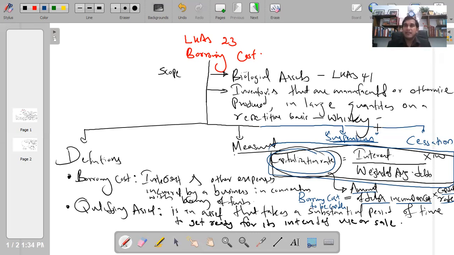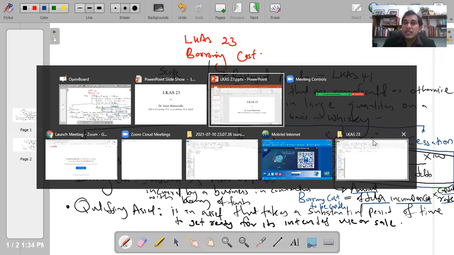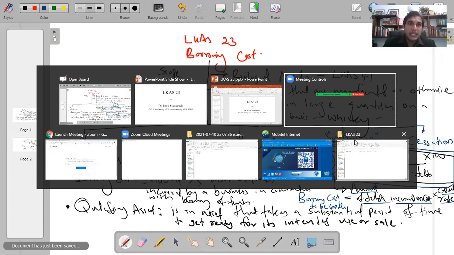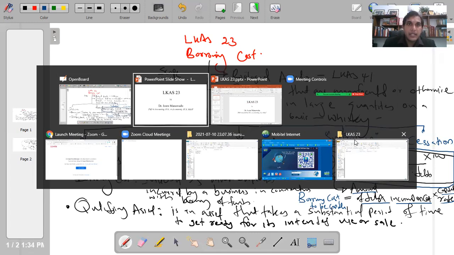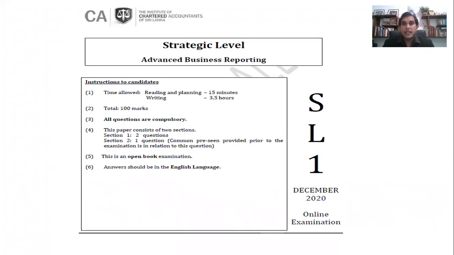With that brief explanation of LKAS 23, I would like to discuss one of the most recent past papers, that is December 2020, question number 1, part B, Strategic Level Advanced Business Reporting. December 2020, that's the online examination. So we'll discuss the answer for that particular question.